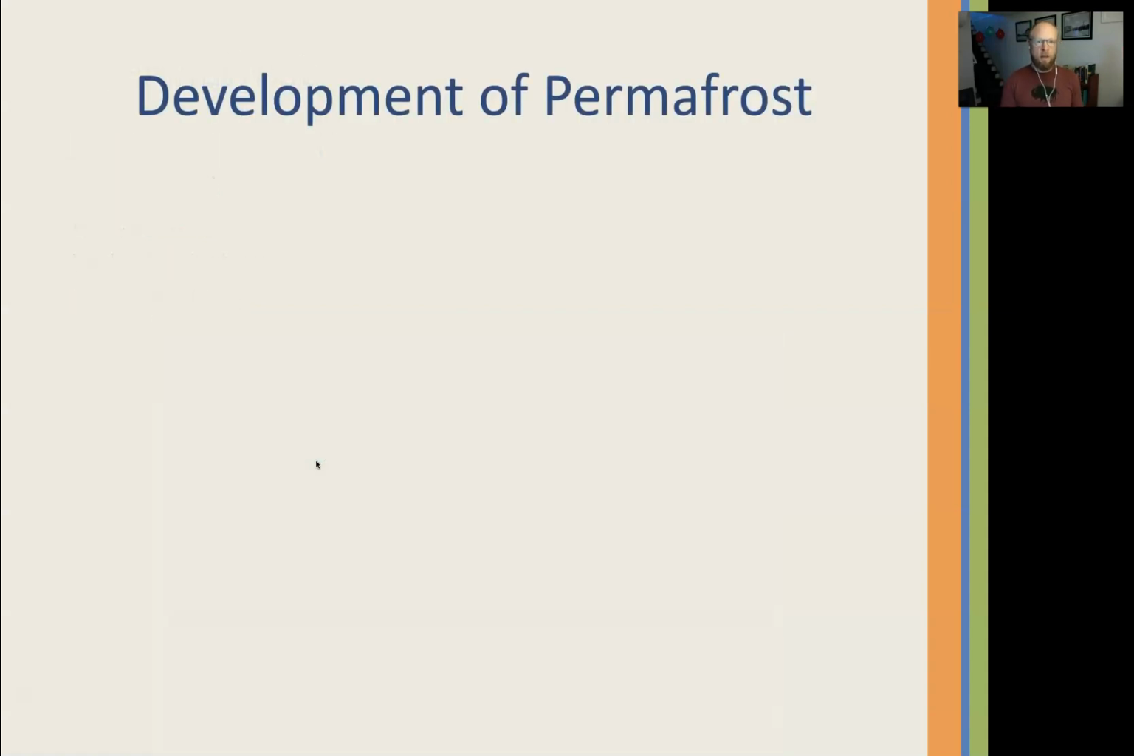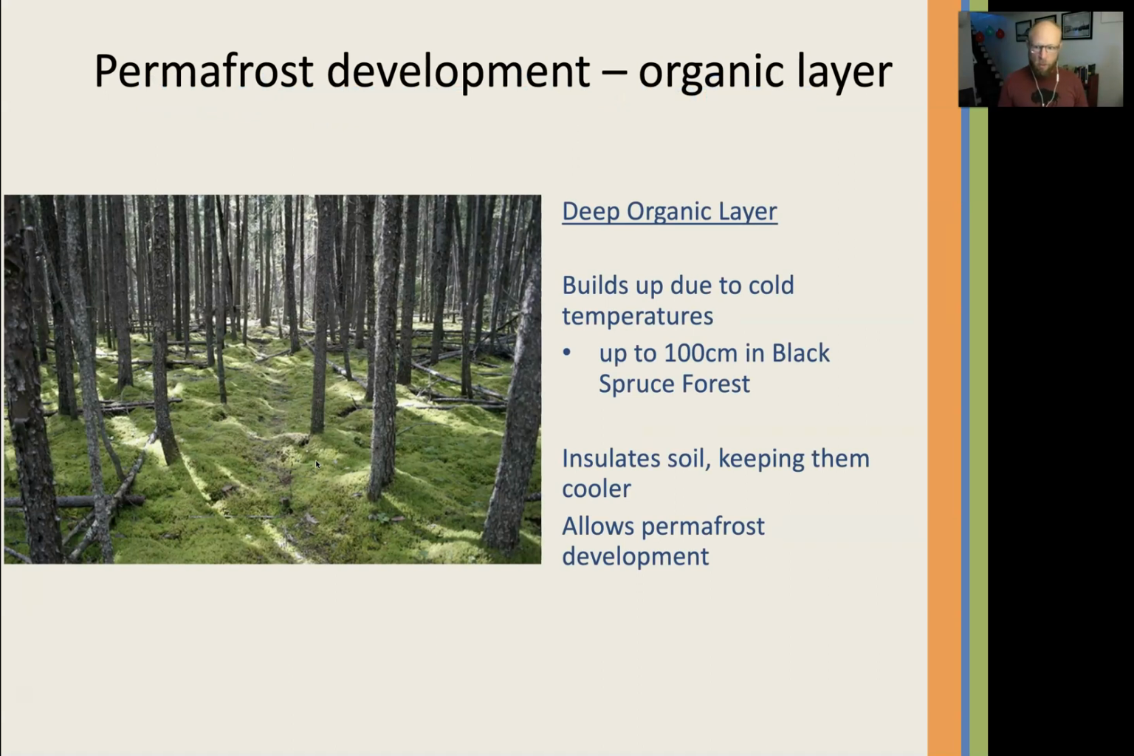All right, let's talk a little bit about this permafrost layer, how it develops, and how it's maintained. One of the major reasons we have the development of a permafrost layer is because there's a very thick organic layer on the forest floor of boreal forests. A lot of times it can be around 100 centimeters thick, or a meter, so that's a little over 3 feet. I've seen situations where it's even deeper than that.